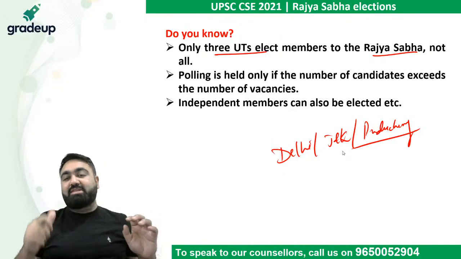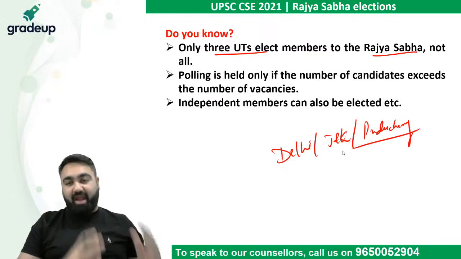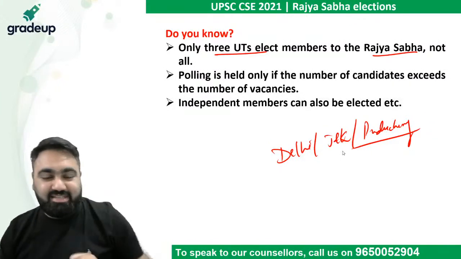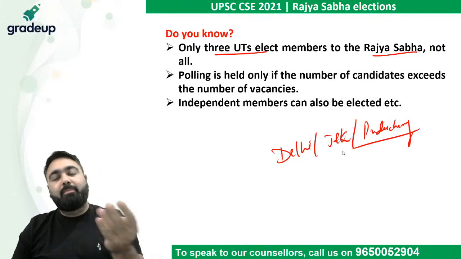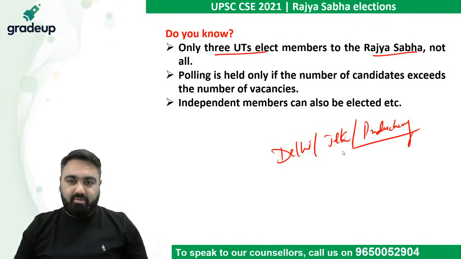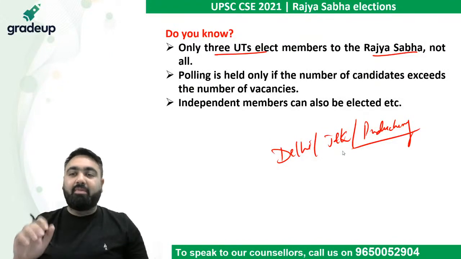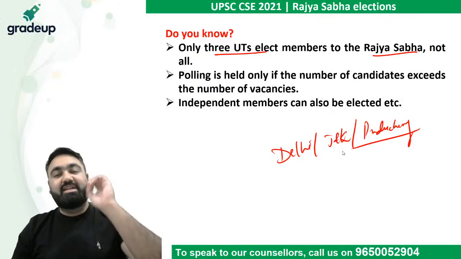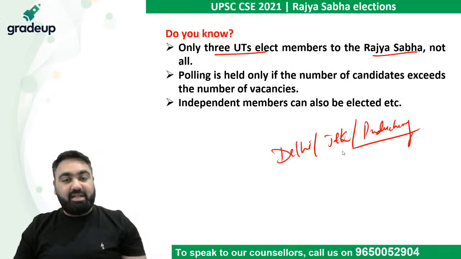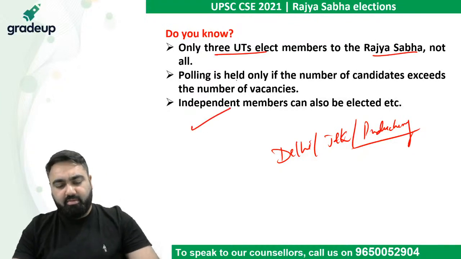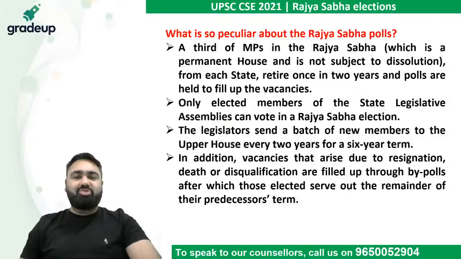Now, remember, in the Rajya Sabha, the voting only happens when the number of candidates is more than the number of vacancies. So, if let's say there are four vacancies in the Rajya Sabha and there are only four people taking part in the elections, then obviously there would not be any elections. Elections are only held when the number of people contesting is more than the number of seats. So if there are, let's say, 3 seats vacant from Gujarat and only 3 people are contesting, then you will not have elections. Independent members who don't belong to any political party can also take part, although they're usually not elected, but they can also take part.